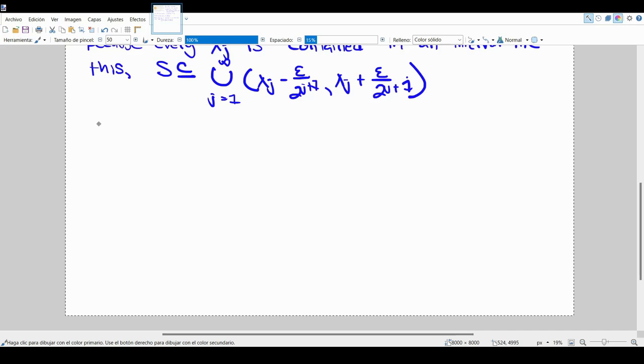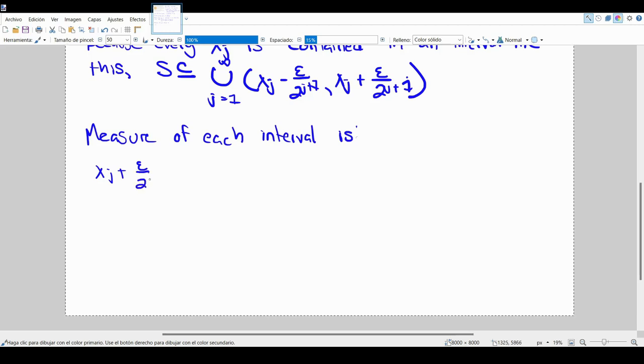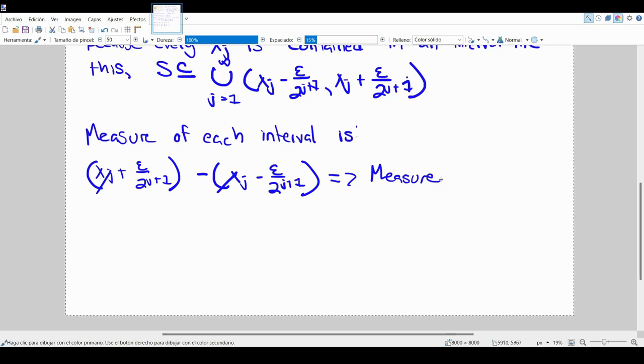Then we can note that the measure of each interval is the following. It will start here: xj plus epsilon over 2 to the j plus 1, minus xj minus epsilon over 2 to the j plus 1. We can see that these xj's are going to cancel out, and this negative sign is going to turn into a positive sign. So we have measure 2 times epsilon over 2 to the j plus 1, which equals epsilon over 2 to the j for every interval.